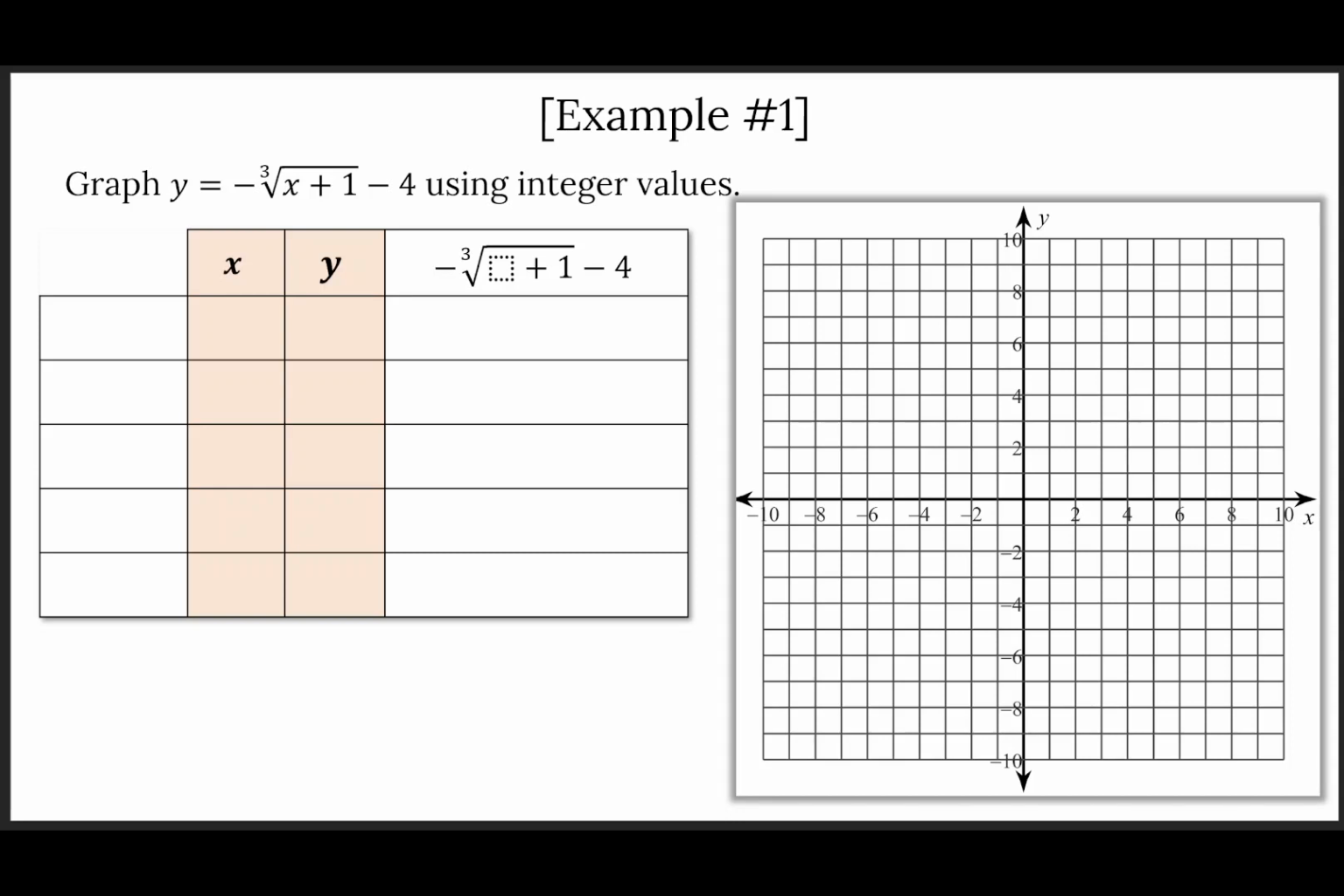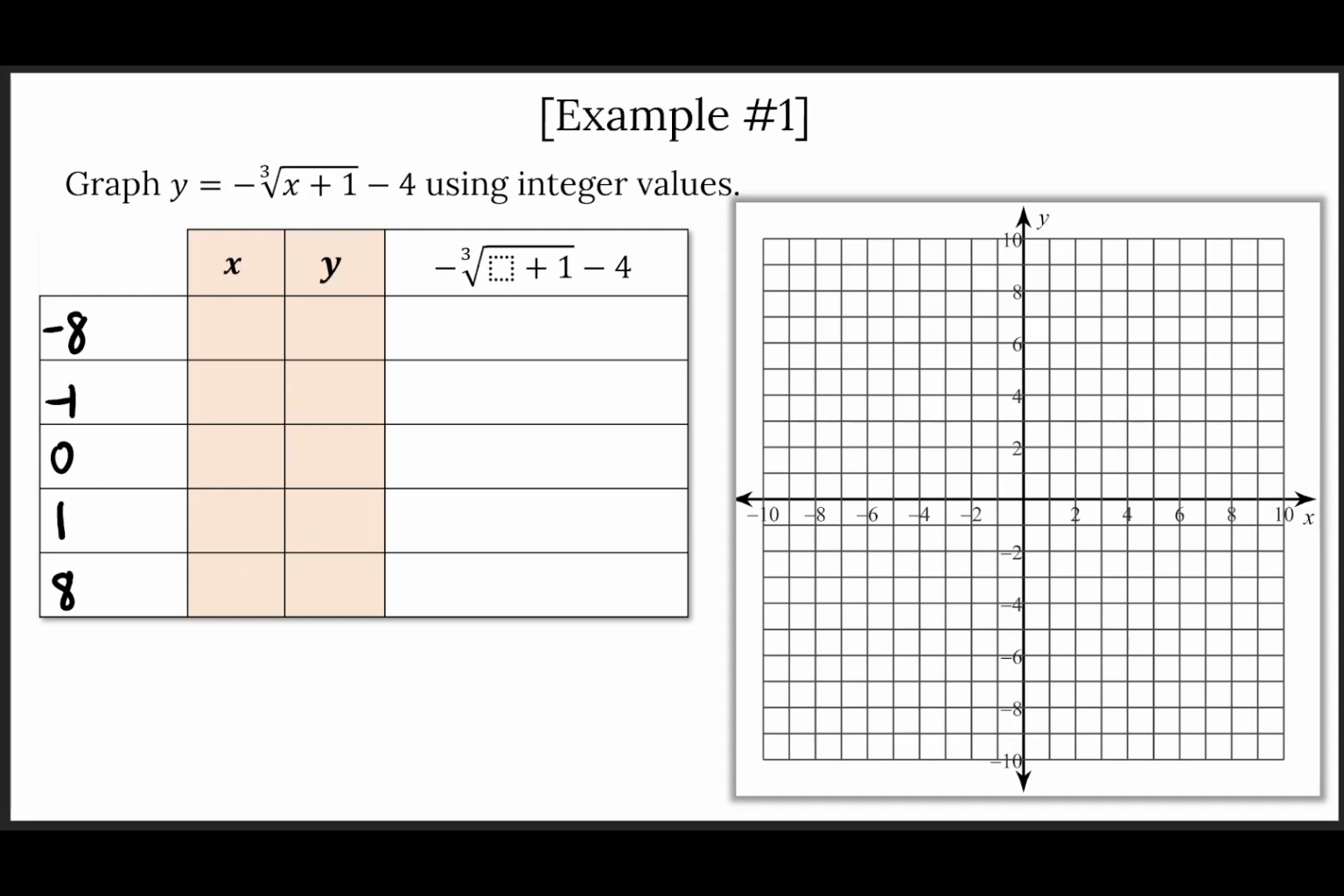Graph y equals negative cube root x plus 1 minus 4 using integer values. Since this is a cube root function, we need to use numbers that are cubic in nature. So that would be like 0, 1, and 8, as well as we can take the cube root of a negative number. So we're going to do negative 1 and negative 8 to base our table off of. I'm going to use negative 8, negative 1, 0, 1, and 8 to make my numbers.